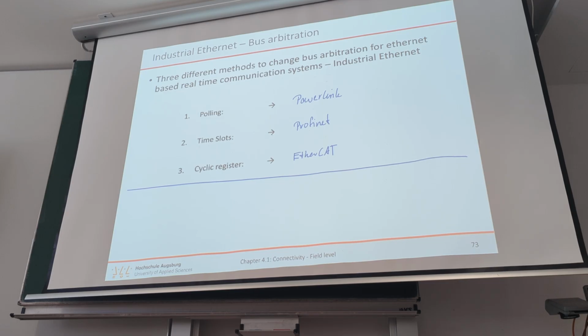And the cyclic register is basically a ring. So the master is sending out an information stream where for the slave the input data is. So for all the terminals you have the input data.